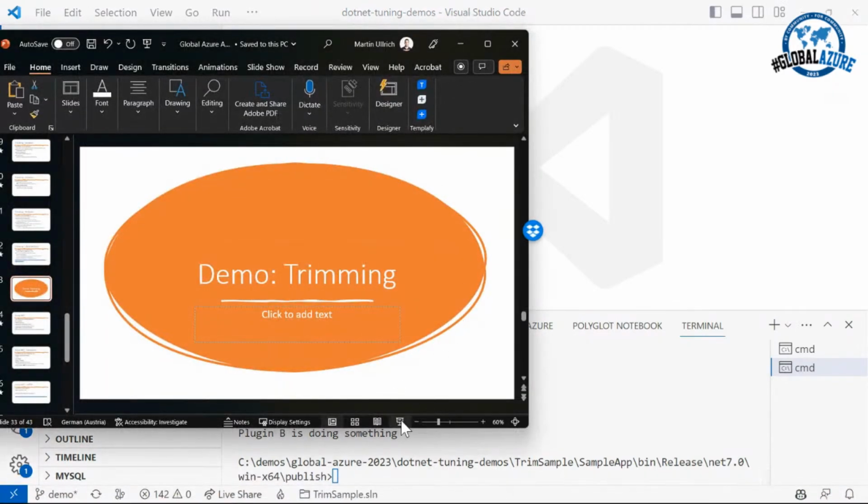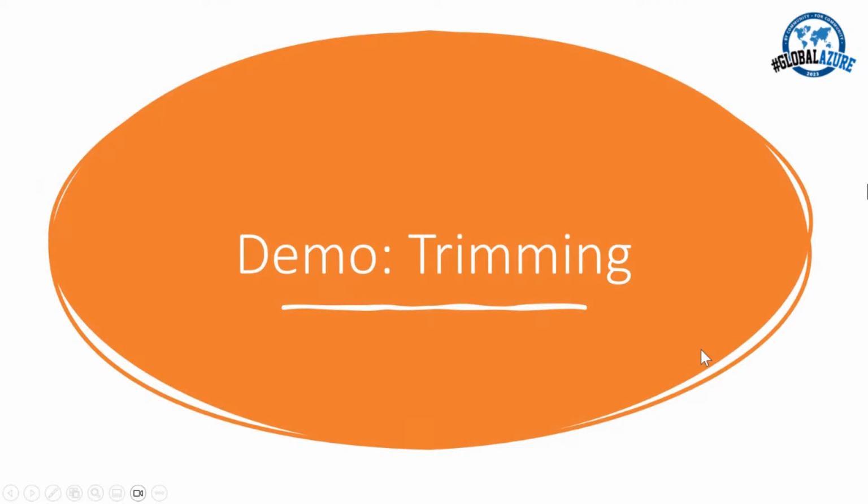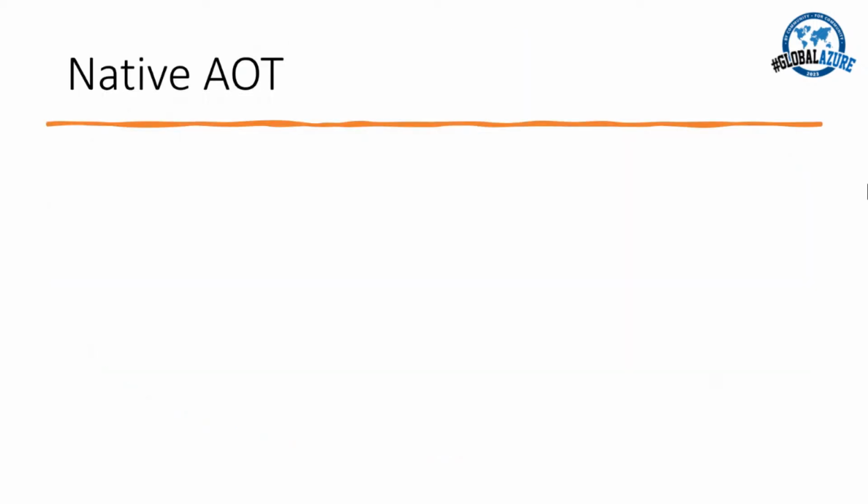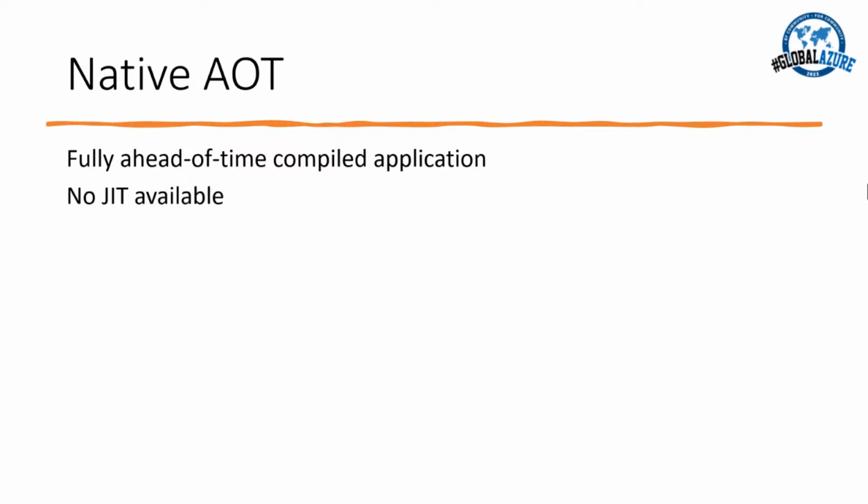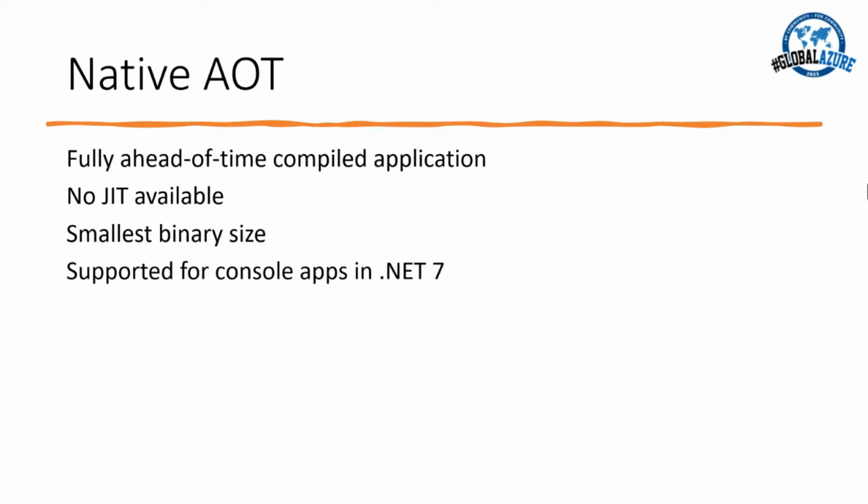There is a reason to use it though, and that's a new feature in .NET. It has been around for a while, it has been incubated for a number of years, but it's finally moving more and more ready to production, which is native ahead of time compilation. This is a real game changer. It basically removes all the JIT stuff from the application. It fully compiles your application ahead of time. You only ship the machine code that you're going to be executing. So there is no just-in-time compiler available while running. You will get the smallest possible binary size, and it's supported for console applications in .NET 7.